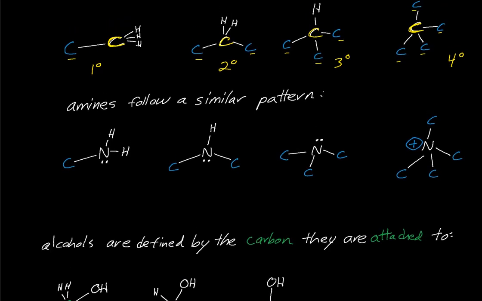So amines follow a very similar pattern. The amine nitrogen here, for example, is attached to one other carbon, so it's a primary amine. This is a secondary amine attached to two other carbons, a tertiary amine, and you can have a quaternary amine, but it will be charged, right, because of the nature of formal charges.